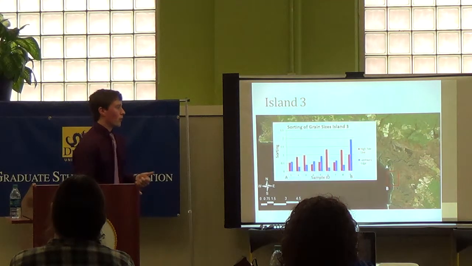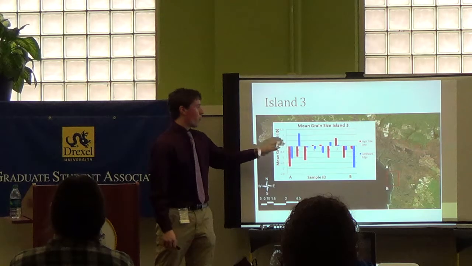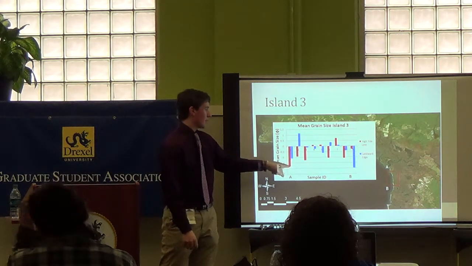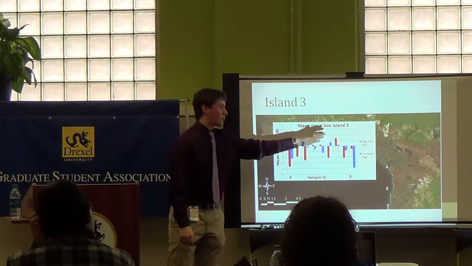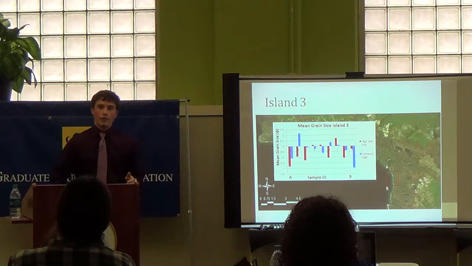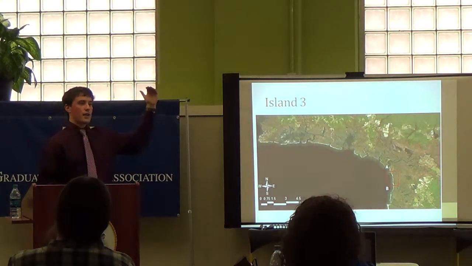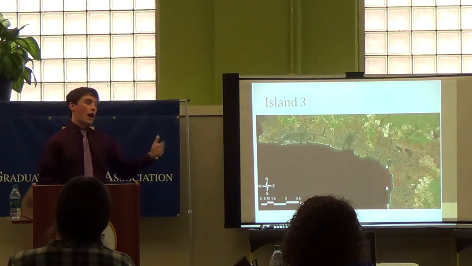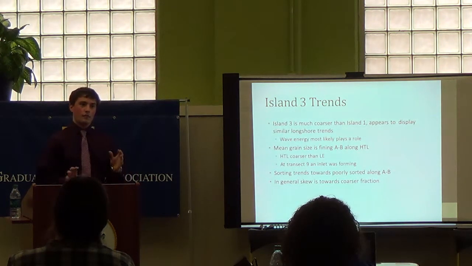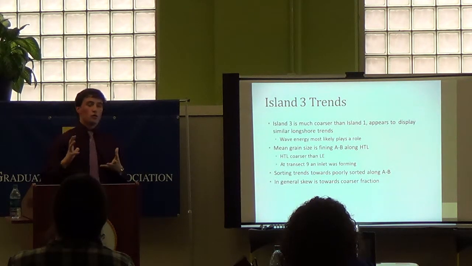But what's even more important, if we go back to the mean grain size line, is that the average for Island 3 is much coarser. It's going from negative 1.7 up to about 0, as compared to about 0.7 to 1.5 on the other end. So even though it seems like the same trend is being exhibited, there's a higher coarseness here, which initially perplexed us, but fortunately there's an idea as to why this is happening, and that's due to wave energy.